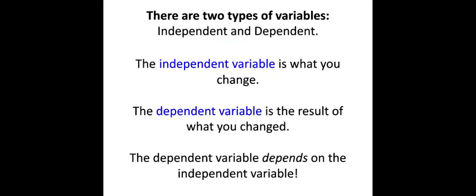So now, let's think about the vocabulary we just learned. And we're going to learn a little more. There are 2 types of variables, independent and dependent. The independent variable is what you change as the scientist. The dependent variable is the result of what you changed, the data that you collect, the things that you measure. The dependent variable depends on the independent variable.